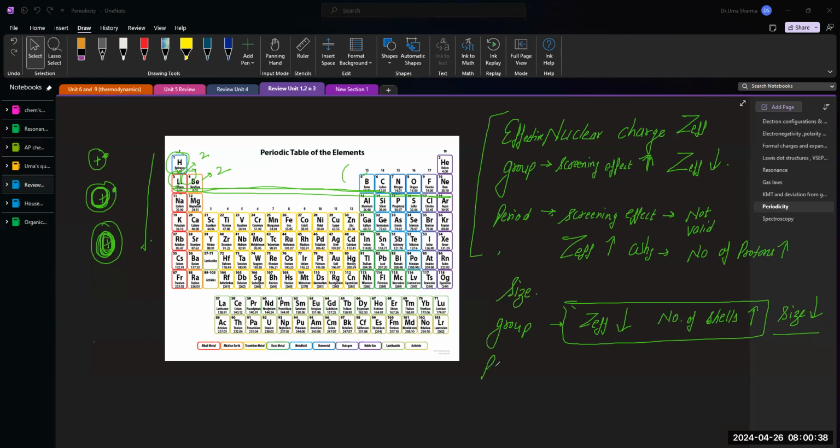Period. What is happening to Z effective across the period? Increasing. What is happening to the number of shells? No change, right? So this factor is not valid. Do not consider this factor, not a valid factor. So what happens to size? Decreases because attraction is increasing.